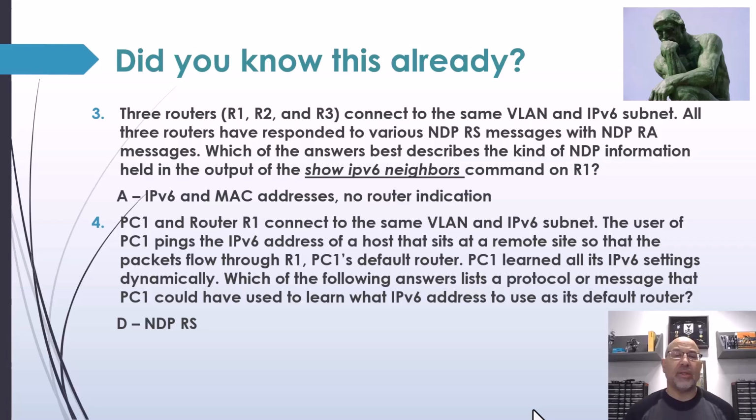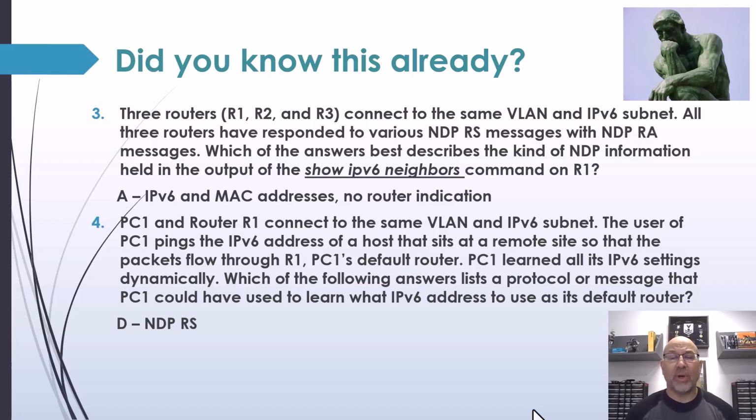Question number 3. Three routers are connected to the same VLAN and IPv6 subnet. All three routers have responded to various NDP router solicitation messages with an NDP RA, or advertisement. Which answer best describes the kind of information held in the output of the show IPv6 neighbors command on R1? So we saw this earlier. We know that you're going to have your IPv6 addresses and your MAC addresses, but there'll be no indication that, hey, I'm a router. We just learn that they are in fact routers from those messages.